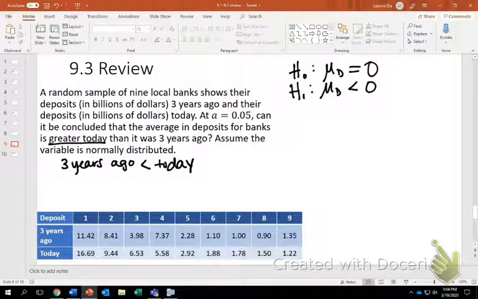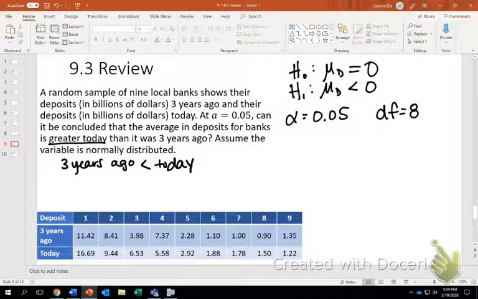Now we have to use our information and go for our critical value. Critical value has not changed. It's based off of alpha. All right, our alpha is 0.05. Our degrees of freedom, if we had two different sample sizes, then we would pick the smaller of the two, but they're the same, and that's going to be equal to 9. So our degrees of freedom is going to equal 8.